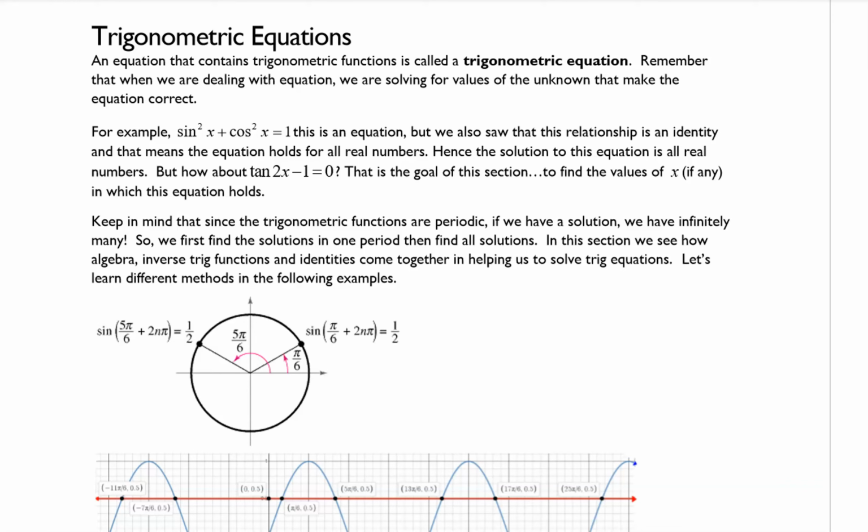For example, sine squared x plus cosine squared x equals 1 is an equation, but we also saw that this relationship is an identity, and that means that the equation holds true no matter what number you plug in for x. Hence, the solution to this equation is all real numbers.